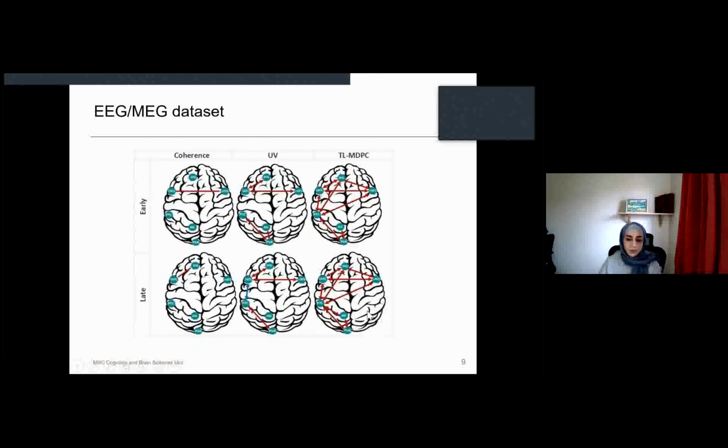Okay, this figure summarizes the performance of different methods on the same data set in two time windows, early time points and late time points. In our previous study with coherence, we only got modulation of connectivity between left and right ATL at early time points, and then between left ATL and IFG at later time points. Whereas with this new multidimensional connectivity, we are getting all these 6 connections.